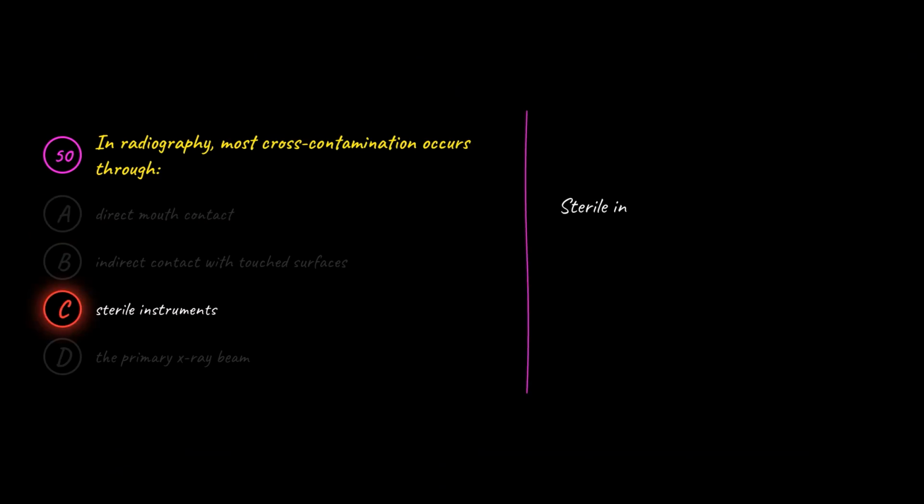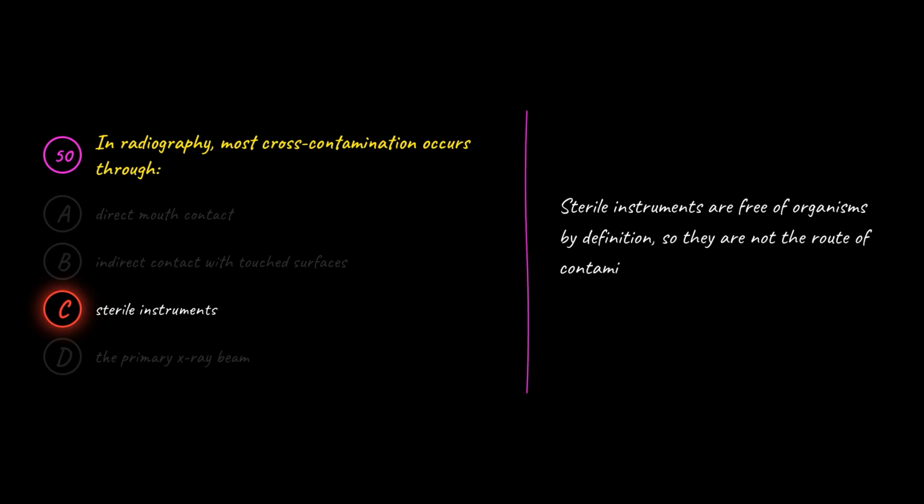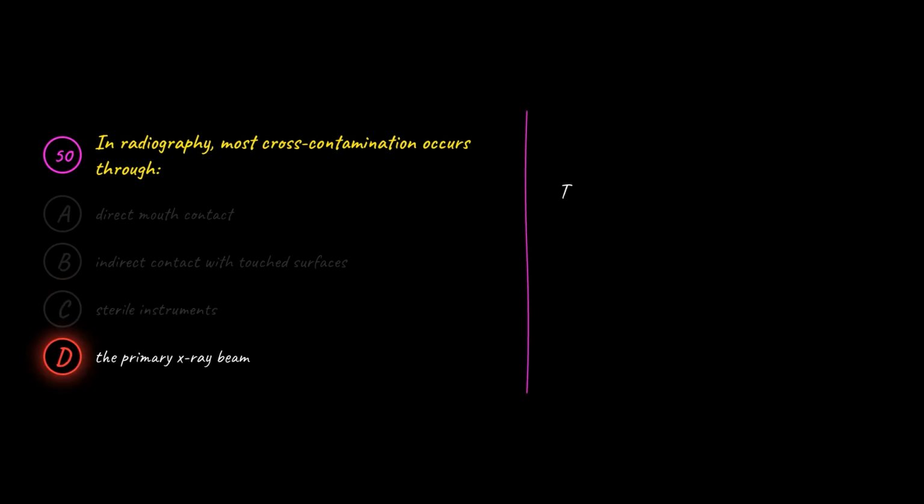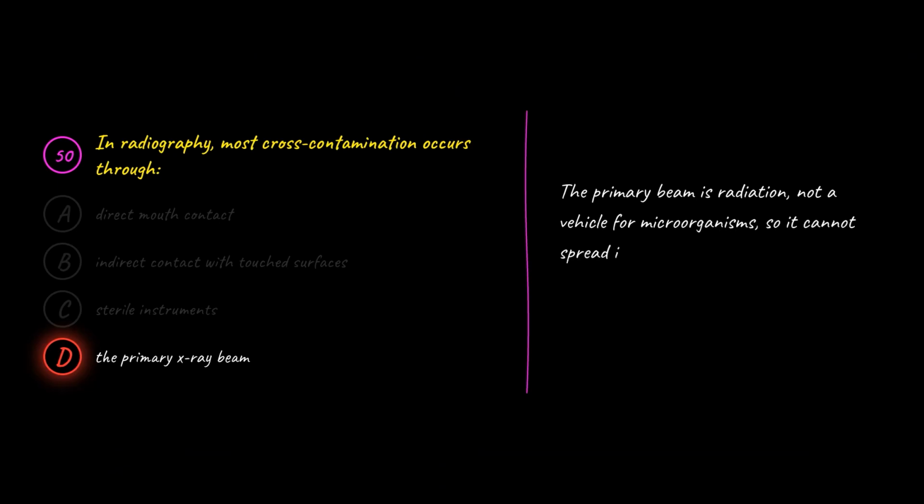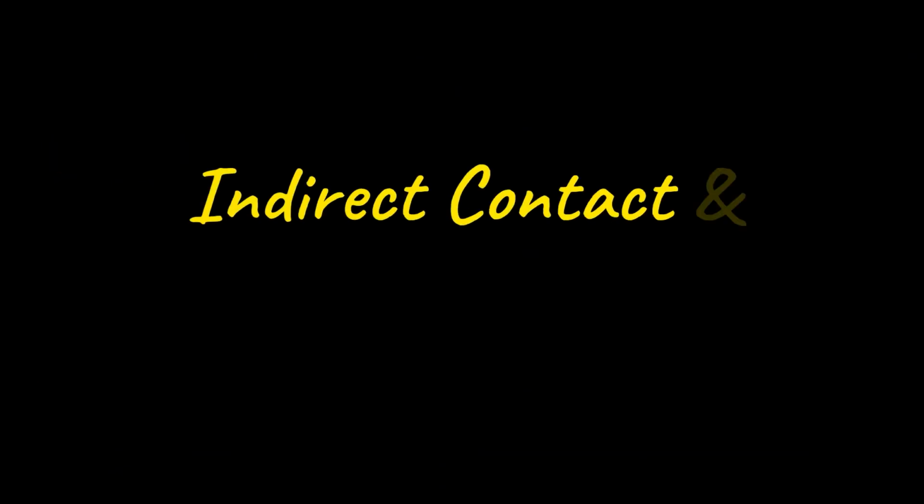C is wrong because sterile instruments are free of organisms by definition, so they are not the root of contamination. The risk lies in contaminated surfaces touched indirectly. D is wrong because the primary beam is radiation, not a vehicle for microorganisms, so it cannot spread infection. Contamination instead travels by physical contact with touch surfaces.